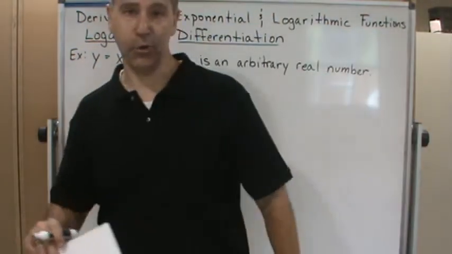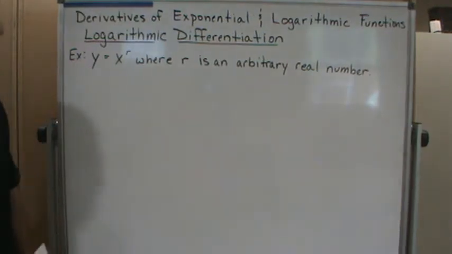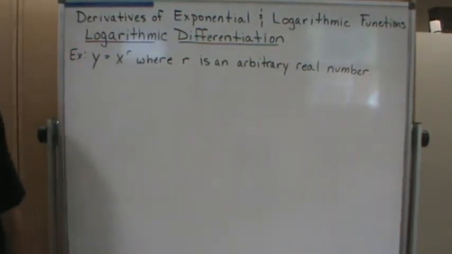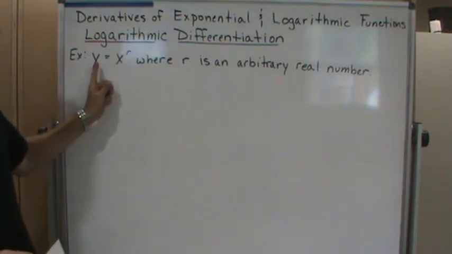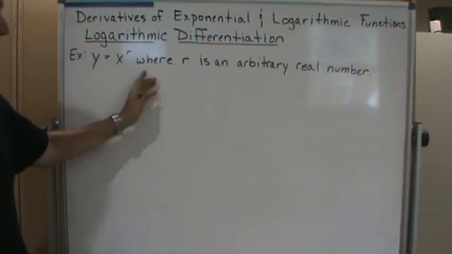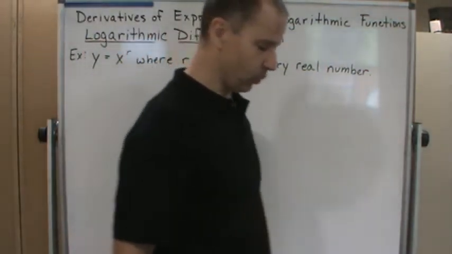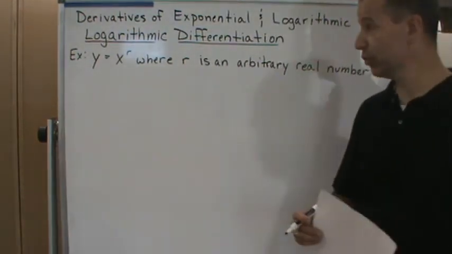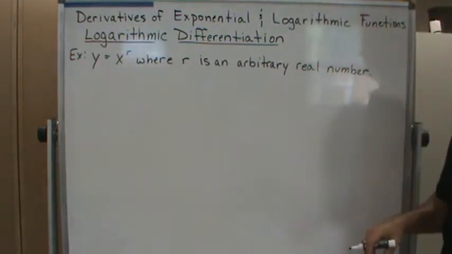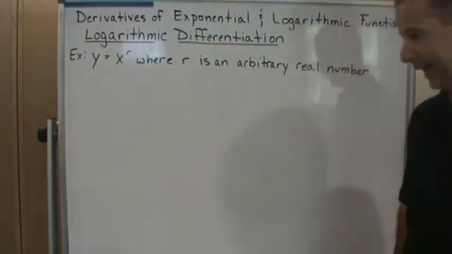All right, now, guess what? Now we're going to deal with expanding the power rule to any arbitrary real number as an exponent. So we're going to take y equals x to the r power, where r is now, again, any arbitrary real number. And what we're going to do is derive the power rule using logarithmic differentiation and watch what we get.